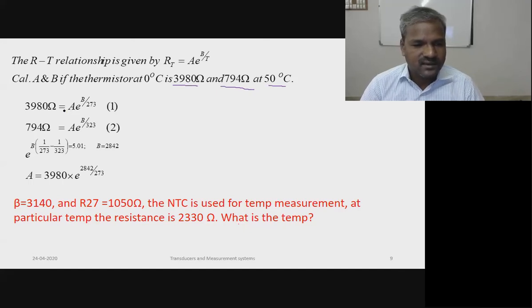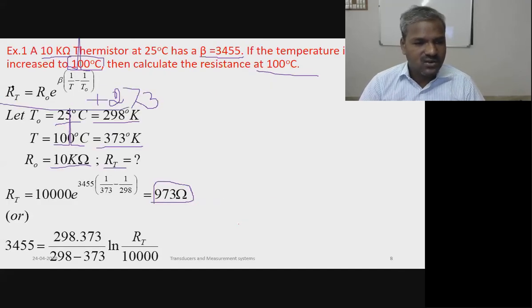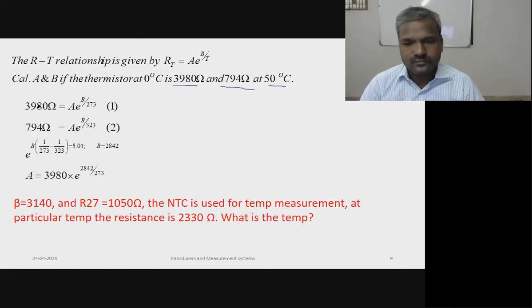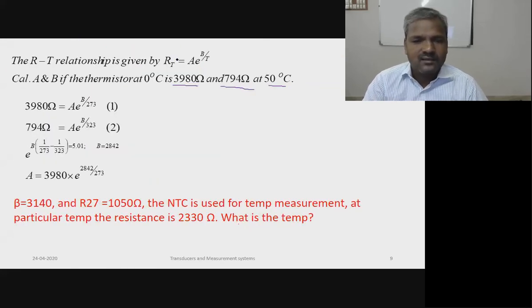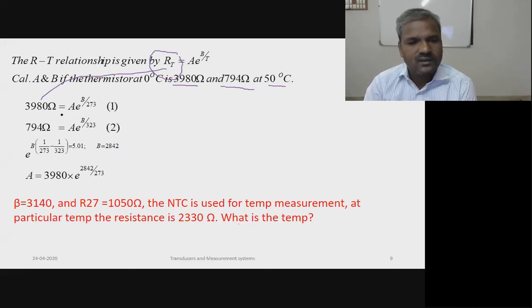First, substitute in the relation at 0 degrees Celsius. What is RT? RT equal to 3980 ohms. So 3980 equal to A e power B by T. Instead of RT, you substitute 3980 ohms. Then the temperature, 0 degrees Celsius, corresponds to 273 Kelvin. So you substitute this value, and keep it as equation number 1.